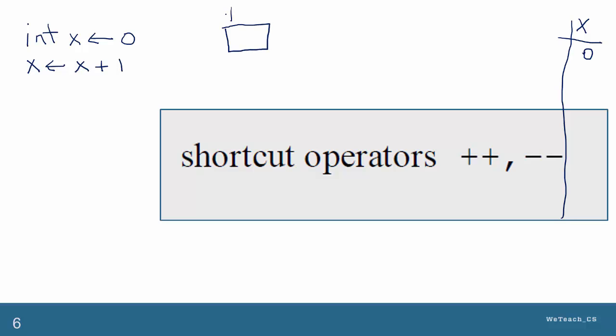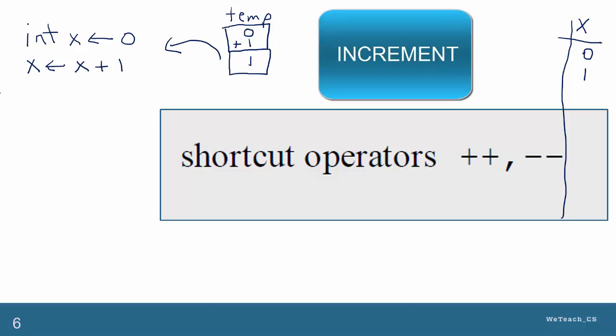This makes a temporary copy of the current value of x, adds 1 to it, and then reassigns the new value to x. This is called an increment. Another way to do this is by using the plus shortcut operator, simply saying x plus plus. This achieves the same result, using the same process as we just explored, but as you can see is much easier and quicker to code. You can also say plus plus x, which has the same result.